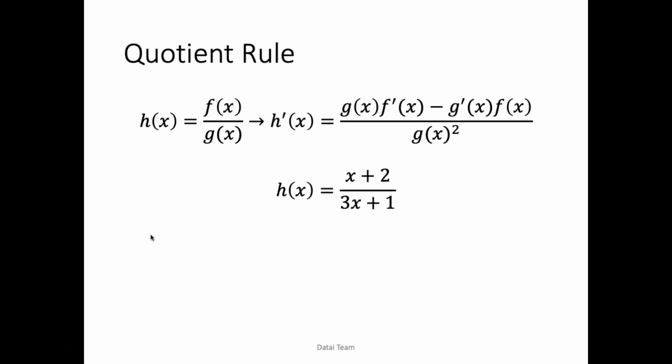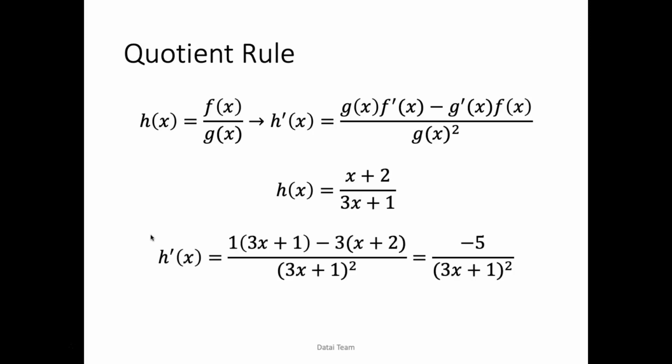So let's say that h of x is equal to x plus 2 over 3x plus 1. And we can take the derivatives as 1 and 3. They are simple. We have 1 times 3x plus 1 minus 3 times x plus 2, divided by 3x plus 1 squared. This gives us minus 5 over 3x plus 1 squared. It's really simple, and you can write other functions to try it out.